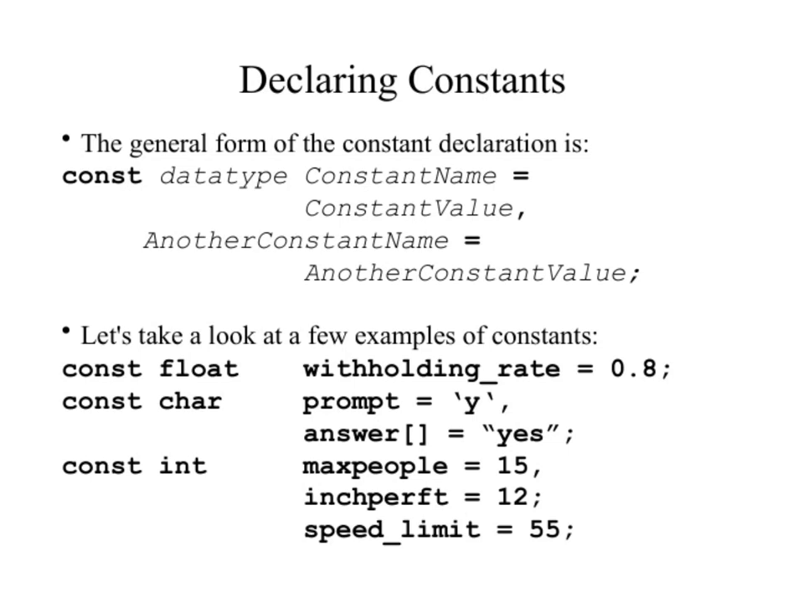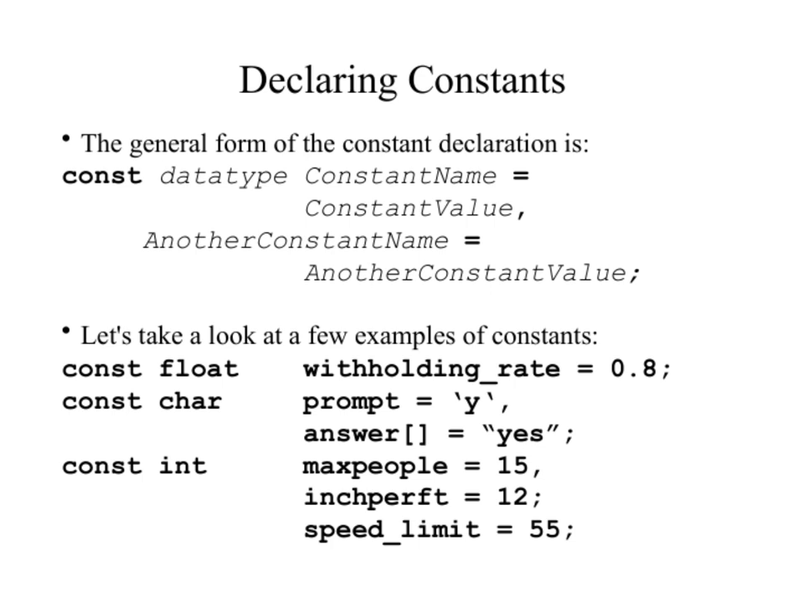All right, let's take a closer look at the general form of declaring constants in C++. Basically, we start with the keyword const, followed by the data type, then the name of the constant, and finally the value assigned to it. You can see that in the example, const float with holding rate equals 0.8. It's important to note that constants can also be declared with multiple names in a single statement, separated by commas. For example, const char prompt equals y, answer equals yes. Here, prompt is a character, and answer is an array of characters or a string.